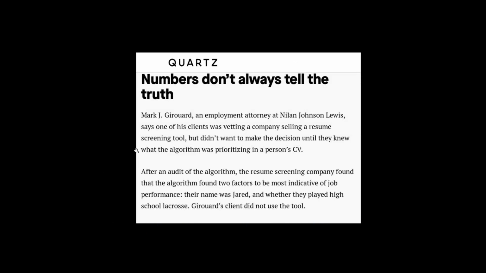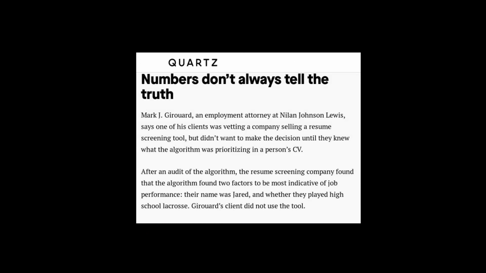One of my favorite examples is a hiring algorithm that, when they actually examined it, discovered that the two factors most indicative of job performance were that the candidate's name was Jared and that they played high school lacrosse. Okay, we've got to take a look, maybe not necessarily at the data, but there sounds like an algorithm issue here.